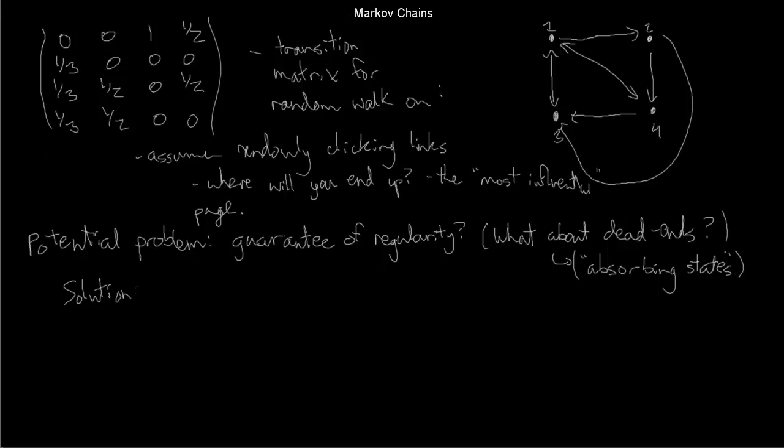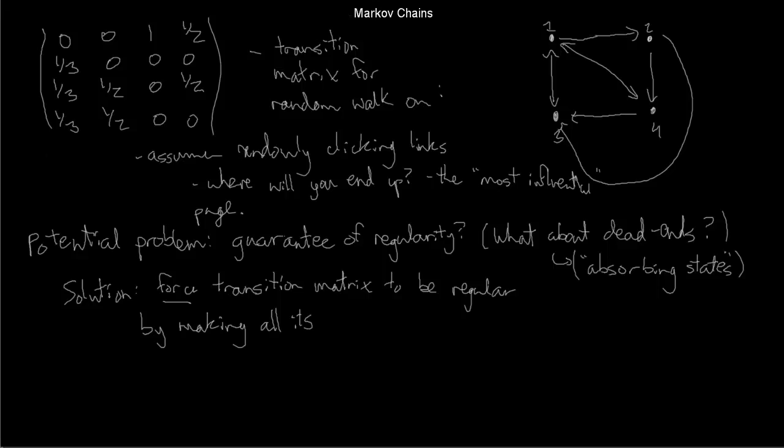Well, the solution that Brin and Page came up with is a pretty clever solution. Let's just force our transition matrix to always have positive entries. Then every power of it will have positive entries, because there are no negatives. Nothing can cancel out. So here's what we'll do. Let's just make all the entries of this matrix be positive. Well, how? I want to do it in a reasonable way that models internet user behavior somehow.